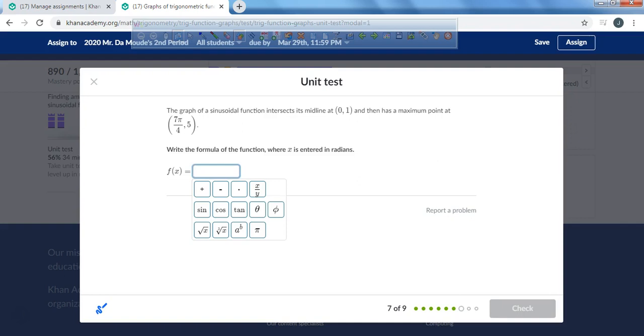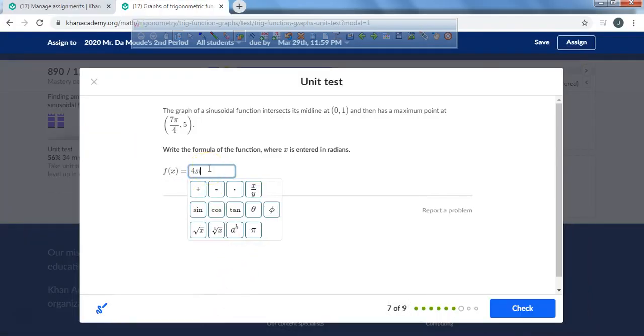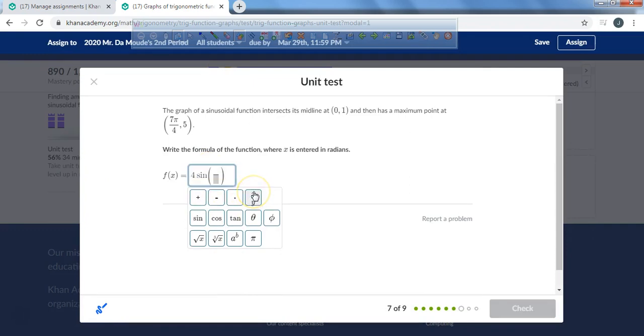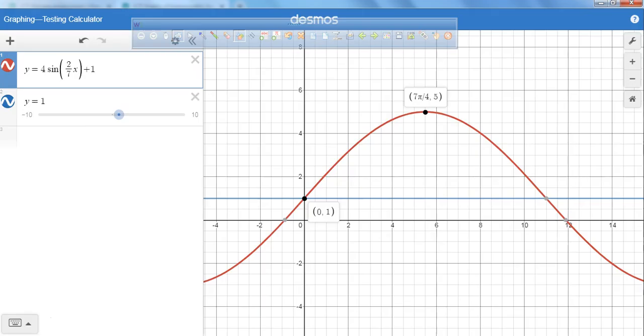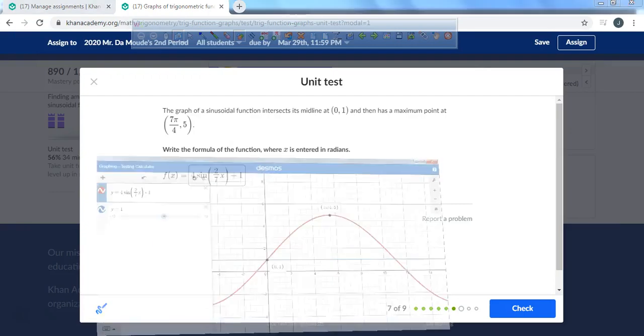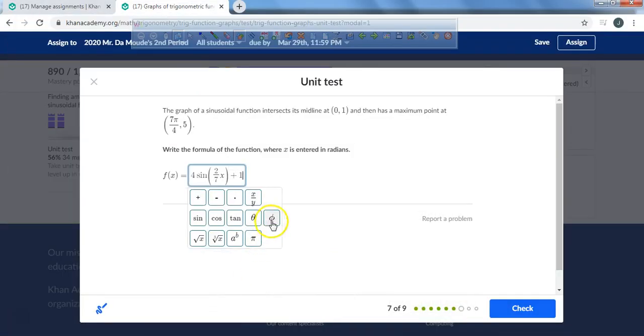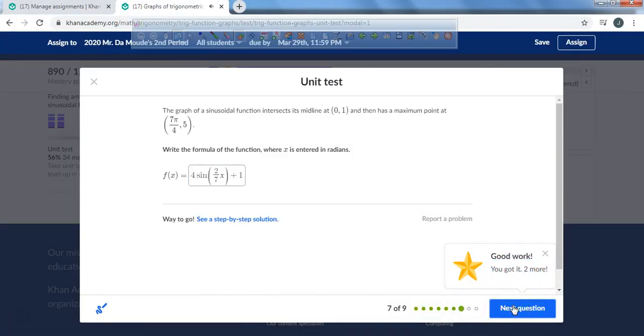So now I'm going to take what I've written down, 4 sine, open parentheses, 2 over 7 x plus 1. If you do all the work, you might as well type it in correctly. So I'm just double checking, making sure I typed everything in correctly. Then I feel confident that I'll get it right.